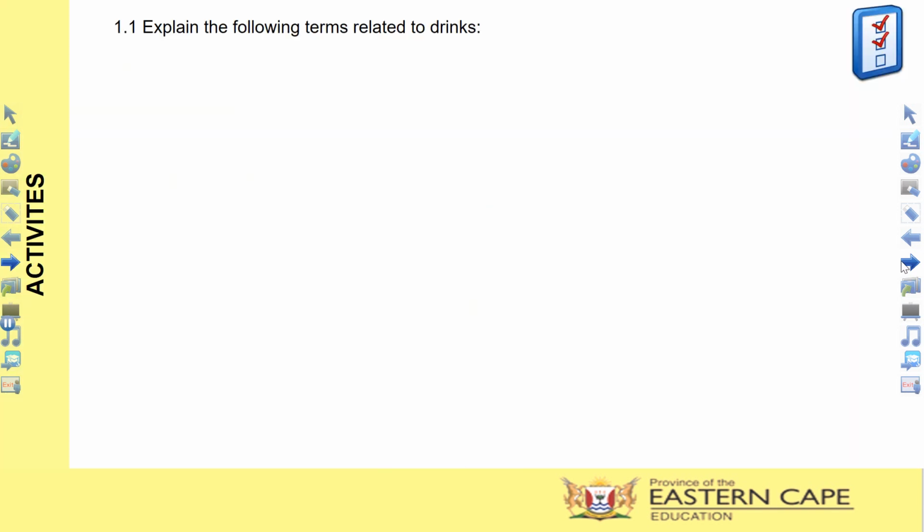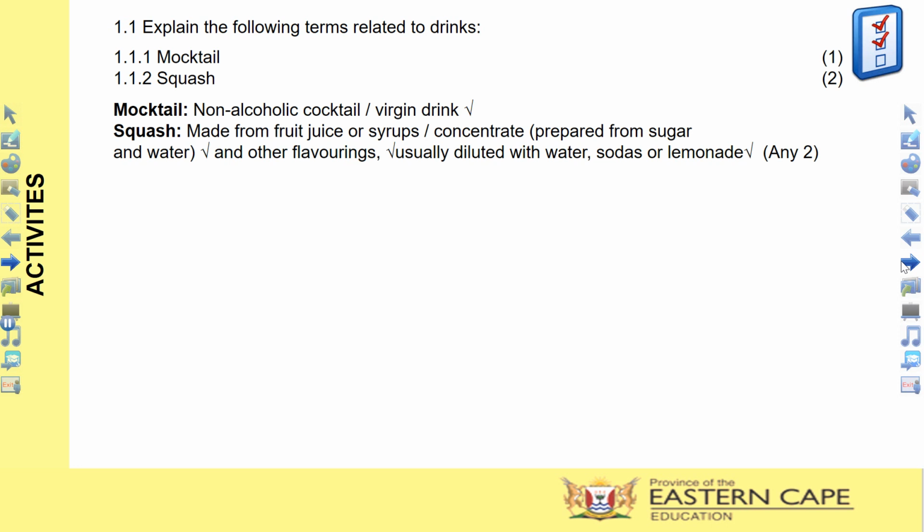Okay, boys and girls, let us look at the types of questions that you can come across in your assessments. The first question is, explain the following terms that are related to drinks. They ask you to explain mocktail as well as squash. A mocktail can be defined as a non-alcoholic cocktail, or you can say virgin drink. A squash is made from fruit juice or syrups, or you can say there's a concentrate that is prepared from sugar and water and other flavorings. And you can also add that it is usually diluted with water, sodas, or lemonade.